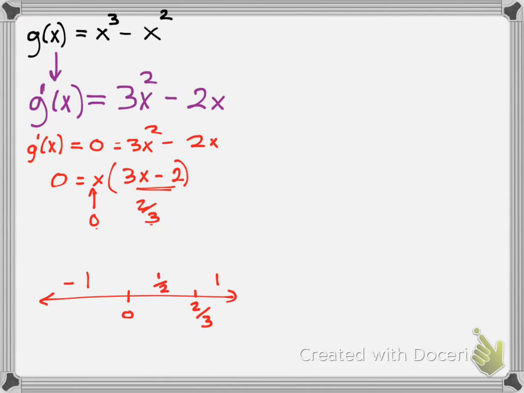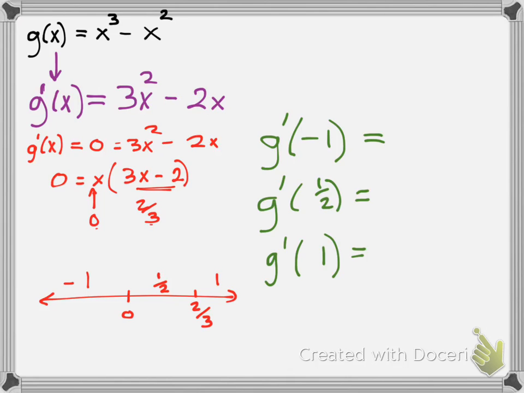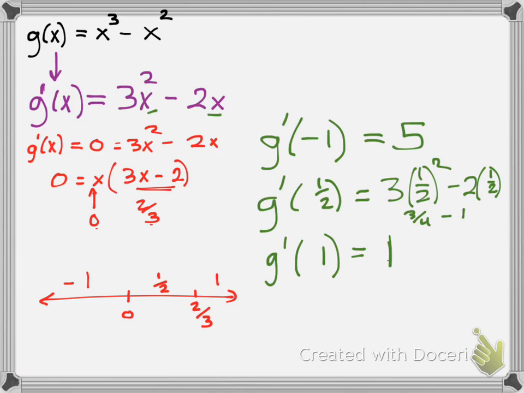And again, we're plugging them into G prime. So we're going to do G prime of -1. We'll do G prime of 1/2. And we'll do G prime of 1. So if we plug those in, 1 would give me 1. -1 would give me 3 plus 2, which is 5. And then 1/2, I'll do that one out, 3 times 1/2 squared minus 2 times 1/2. That's 1/4, so 3/4 minus 1, -1/4.